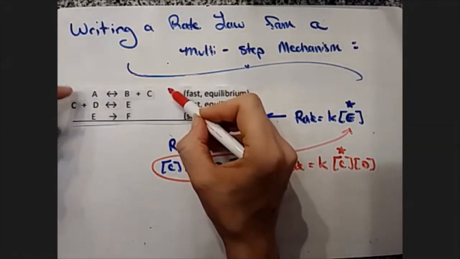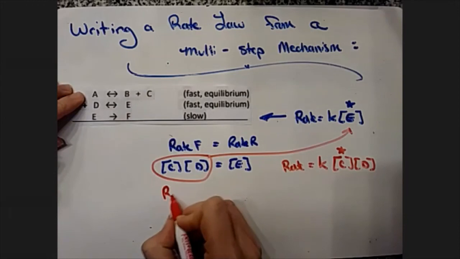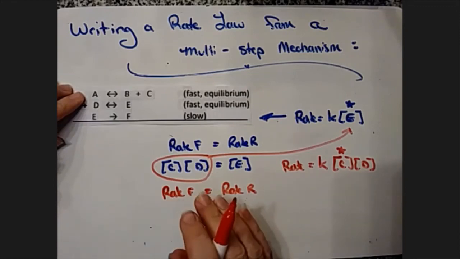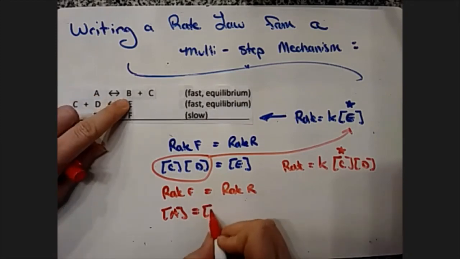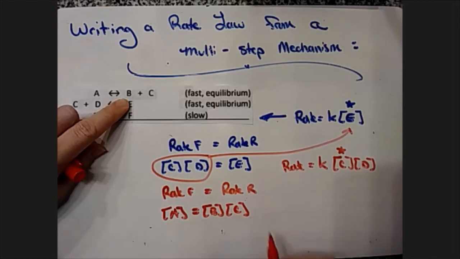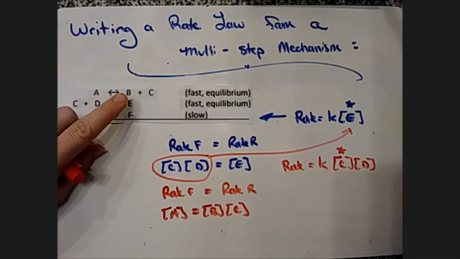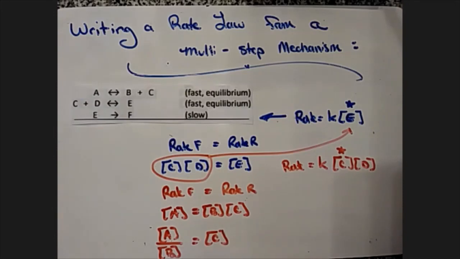We go up to the previous step from that. That's also labeled as being fast equilibrium. So again, I know that my rate forward equals my rate reverse. I'm just going to eliminate the K's, but then I know that my concentration of A equals my concentration of B times my concentration of C. And it's C that I'm trying to get rid of, so I want to solve this expression for C. What that means is that A divided by B equals C. And now I have an expression that I can actually substitute back into here yet again.